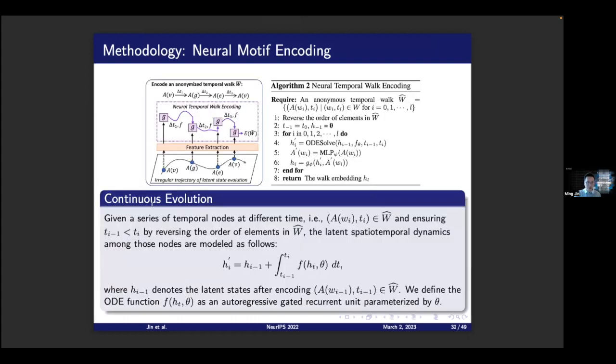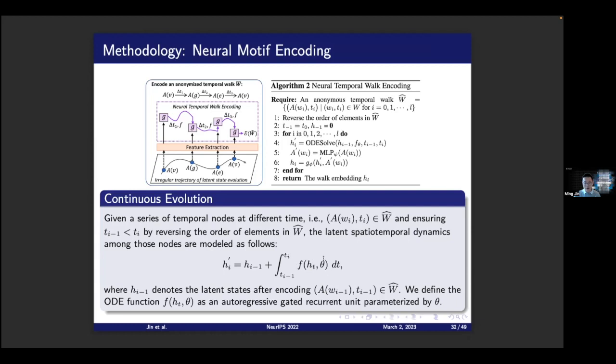All right, so during the continuous evolution step, given a series of temporal nodes, for example, the notation denoted here, we first time reverse the temporal walk. Firstly, we need to ensure that the anonymized temporal walk we have here has the time intervals in ascending order instead of descending order, to allow the ODE solving, right? So we first ensure that T_{i-1} is less than T_i here, and then we solve the following ODEs to get the end state after one of the time intervals.